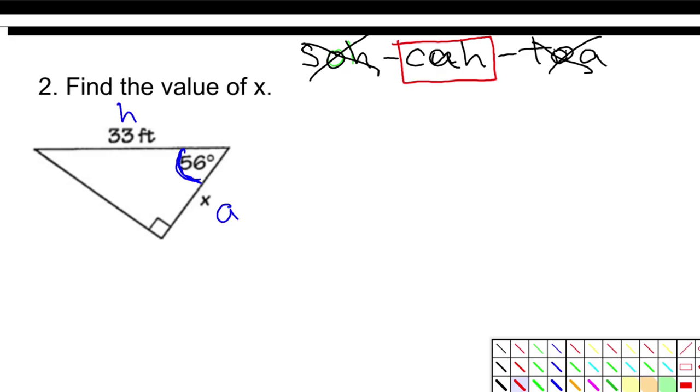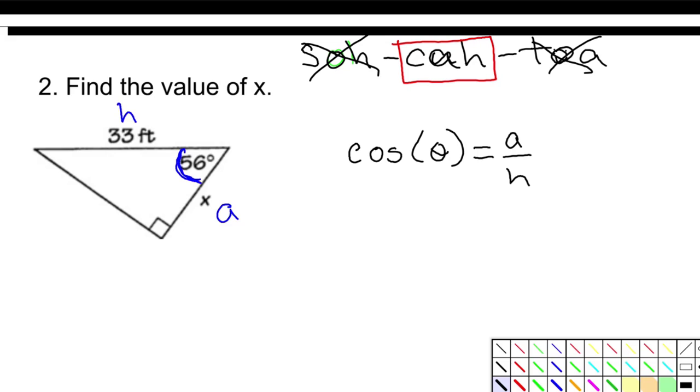So again, remember what I said. I always write it out the first time. So I write it out completely. So cosine of theta is equal to, what is that equal to? That's A over H. And there we go. That's how simple these problems are going to be. Write equation, figure out what ratio you're going to use, and then we'll go and solve it.